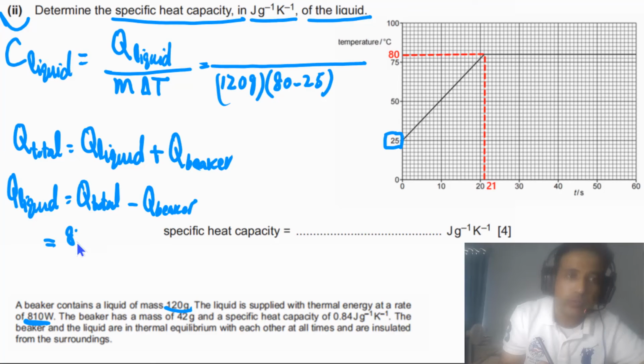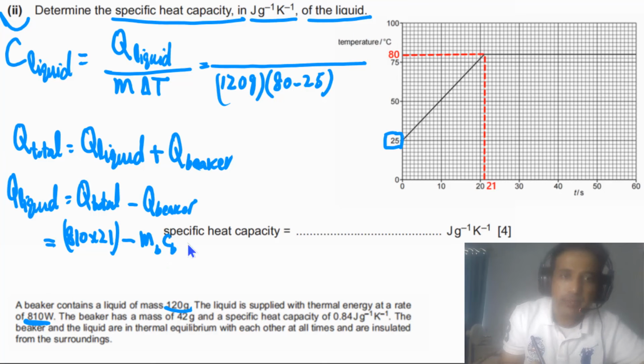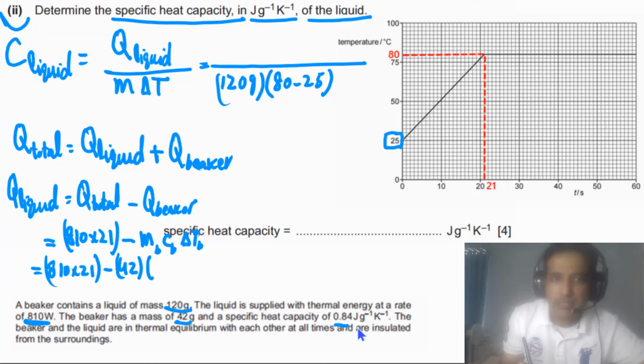So we can write down 810 watts multiplied by 21. This is the time. And Q for the beaker has to be equal to the mass of the beaker, m, c for the beaker, times the rise in temperature of the beaker. So here we will have 810 times 21 minus mass of beaker, 42 grams, multiplied by c for the beaker, which is 0.84.